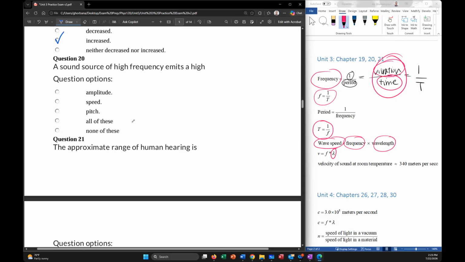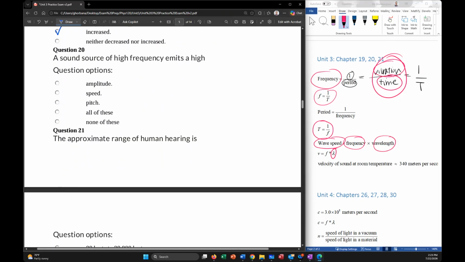Number 20, a sound source of high frequency emits high amplitude, no. Speed, no, because the speed is going to be constant. Pitch, yes. Pitch is exactly the frequency. Again, speed, you may say speed is the frequency times lambda. The frequency increases, so the velocity should increase. No, no, no. When frequency increases, wavelengths decrease. So the velocity is kept constant.